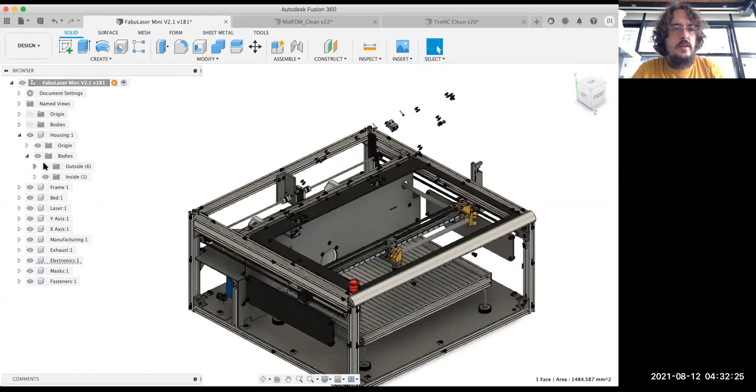All right, so I'm going to show you the website where we have some pictures and some videos about the machine. So I'm forced to change the sharing.